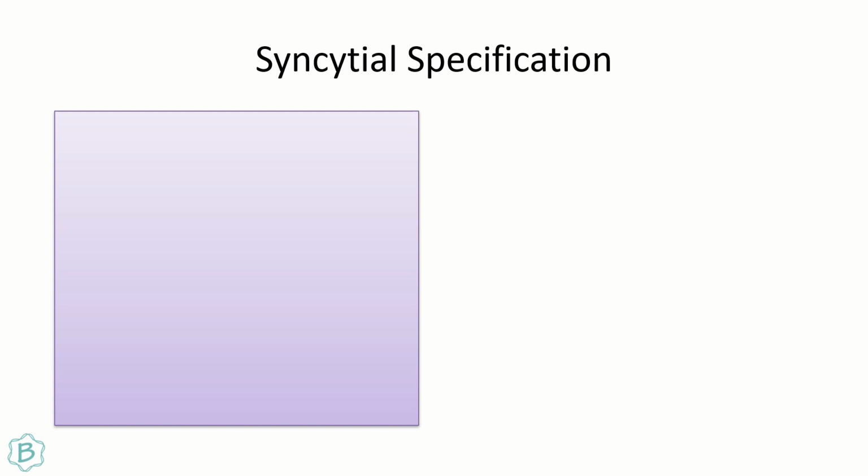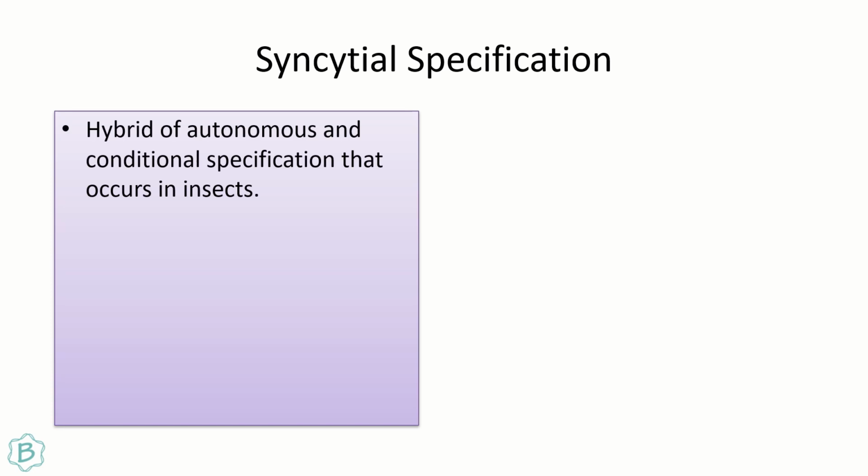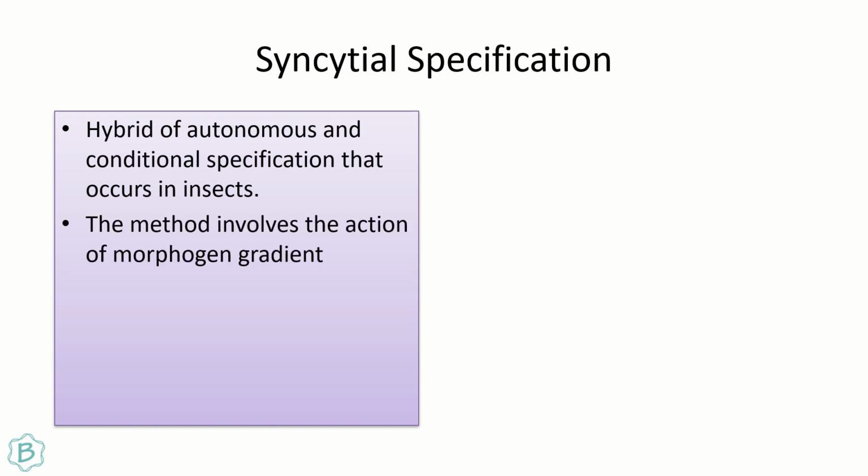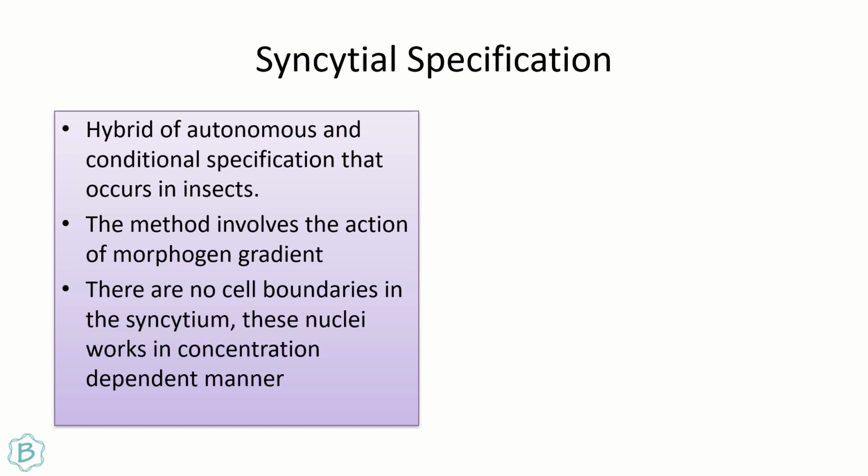Next is syncytial specification. Syncytial is what? Here, this is the formation of head and tail. We will read in very detail how the head and tail form and what morphogens control head and tail formation. But for now, syncytial specification is basically a hybrid of autonomous and conditional specification. The example will be from insects. This method involves the action of morphogen gradients. There are no cell boundaries in the syncytium. These nuclei work in a concentration-dependent manner.